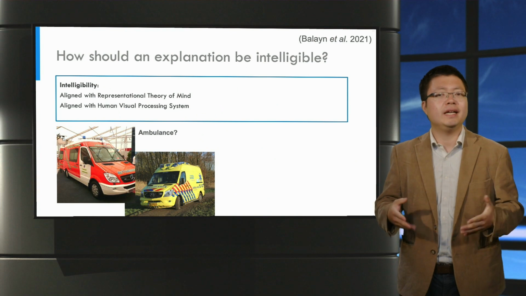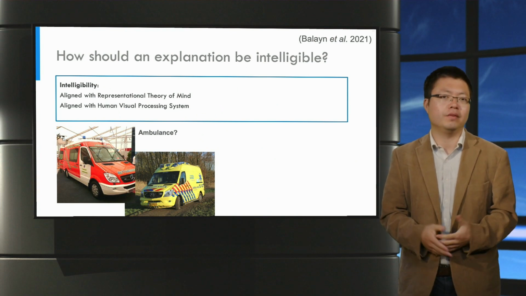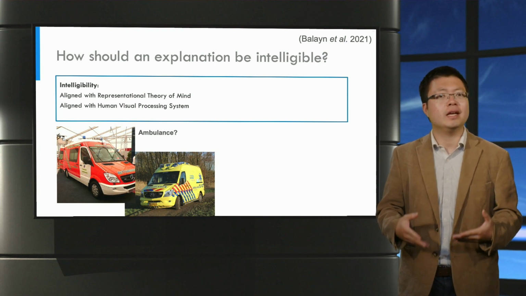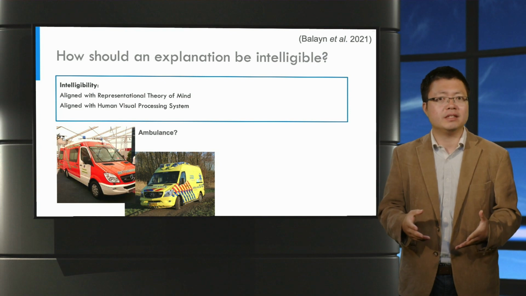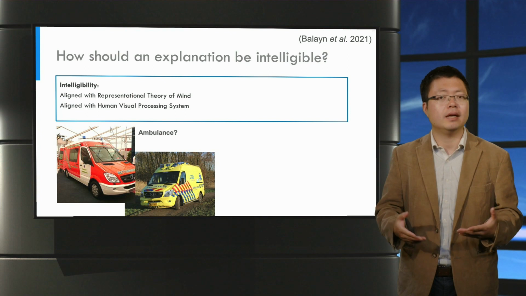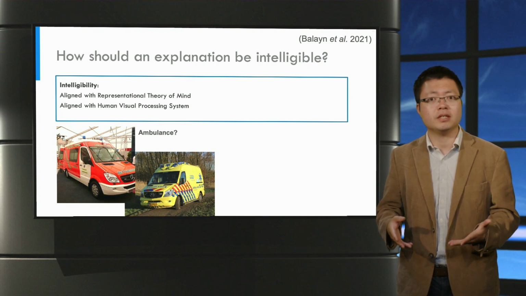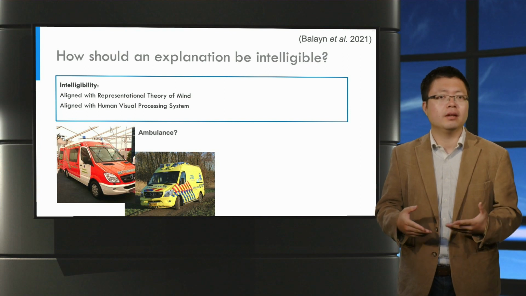So what do we really need to have intelligible explanations? For this question, we searched in the literature outside computer science for insights about intelligibility and identified two theories. Representational theory of mind explains how the human mind represents and reasons about its environment. Also, works on human visual processing systems study how people process their environment visually.